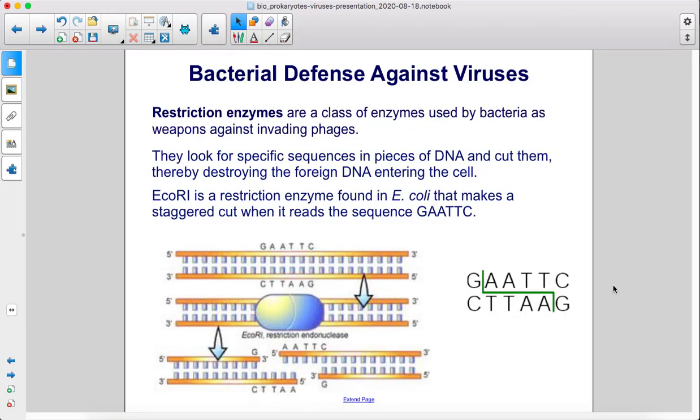Restriction enzymes are a class of enzymes used by bacteria as weapons against invading phages. They look for specific sequences and pieces of DNA and cut them, thereby destroying the foreign DNA entering the cell. EcoR1 is a restriction enzyme found in E. coli that makes a staggered cut when it reads the sequence GAATTC.